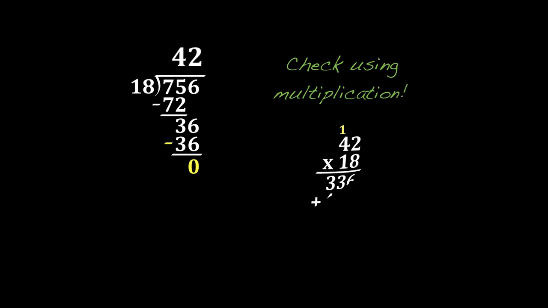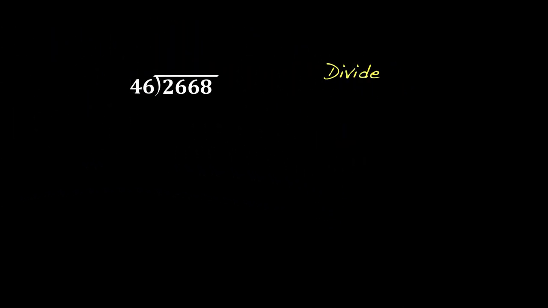All right, let's look at another example here. This time we're going to go 2 digits into 4 digits, so it might look a little bit more intimidating, but it's really not that bad if we break it down. So 46 into 2, no. Into 26, no. 46 into 266.